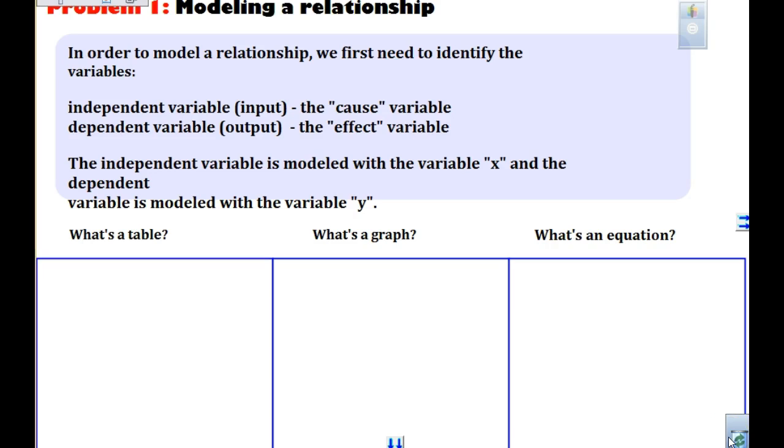So if you would continue reading, Johannes, you read. In order to model a relationship, we first need to identify the variables. First, independent variables.